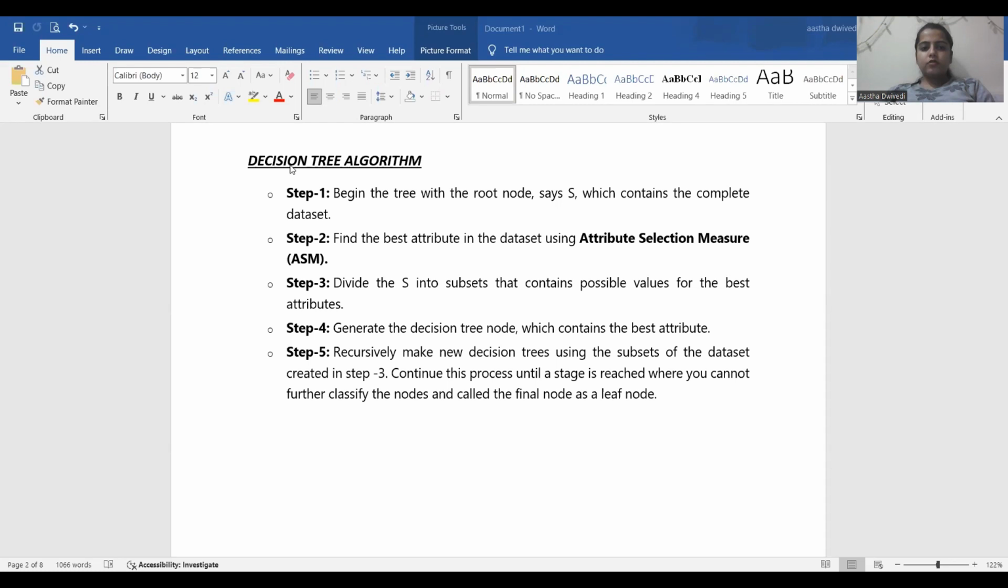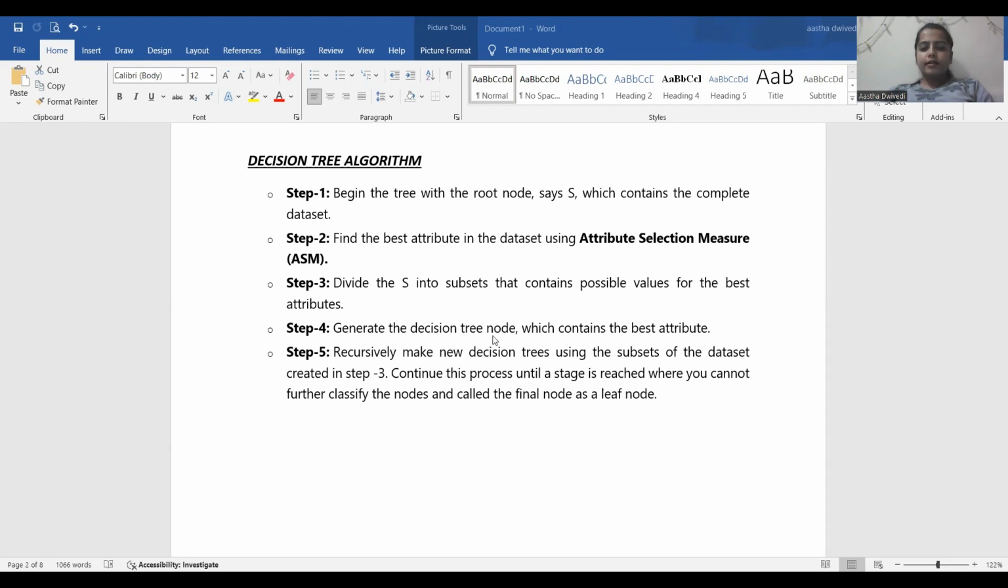So here follows the decision tree algorithm. Step 1, begin the tree with the root node, say S, which contains the complete dataset. Step 2, find the best attribute in the dataset using an attribute selection measure. Step 3, divide S into subsets that contain possible values for the best attribute.